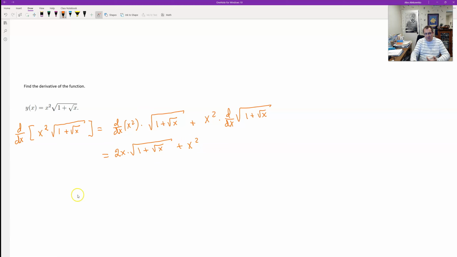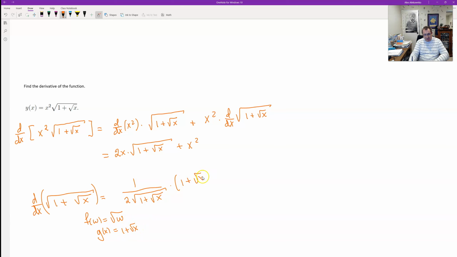And for the second term, I suggest that we pull it aside and evaluate it on a separate spot. So we have here a composition of two functions. The most outside function is the square root. So derivative of the square root is 1 over 2 square root. And inside that square root goes 1 plus square root x, because that is what's inside the root. And then we'll have to take that 1 plus square root x and differentiate.